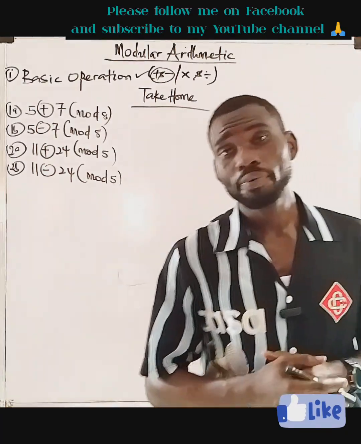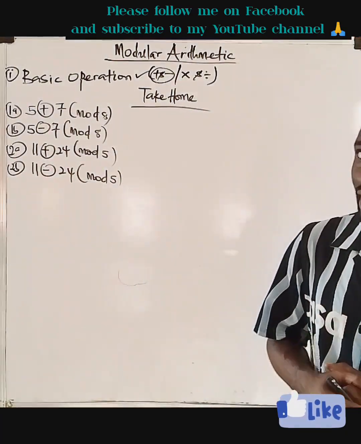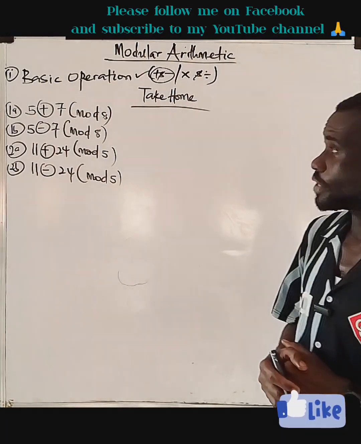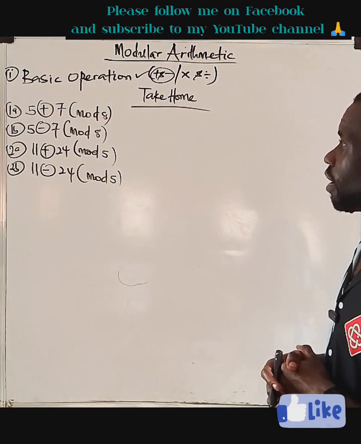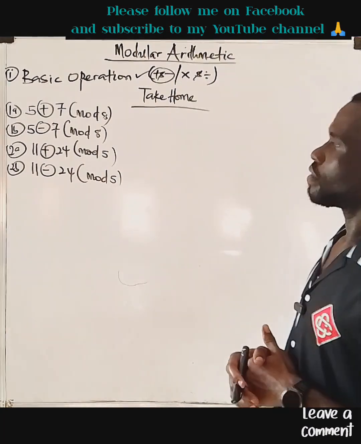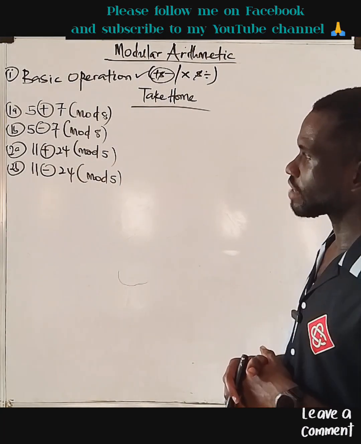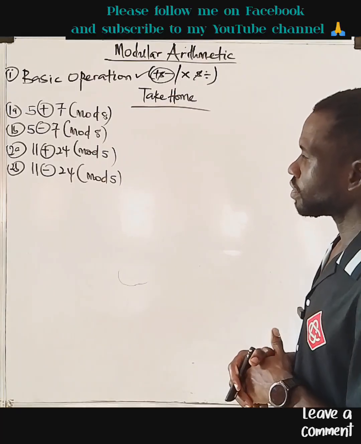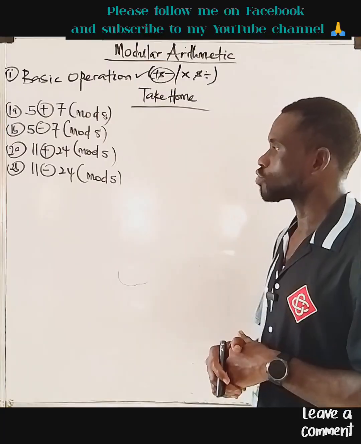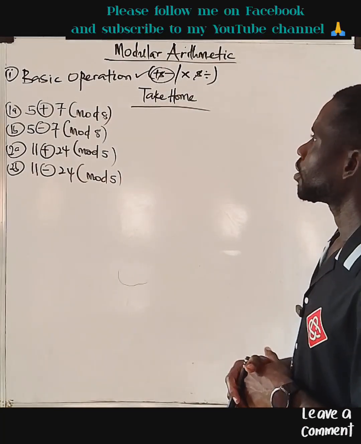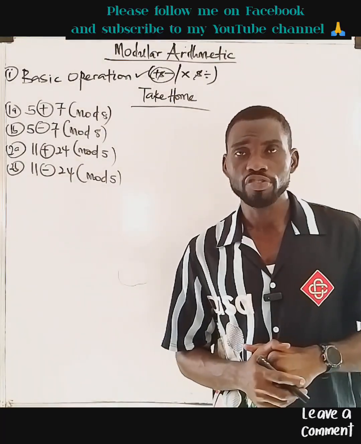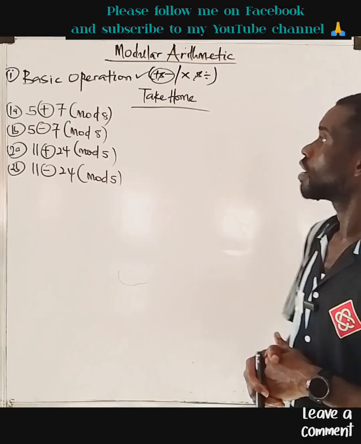Okay, guys, we have a couple of questions on the board to get us tested on how much we've gotten from today's lesson. So we have four major questions on the board. We have number one, that's 1A, 5 plus 7 to be written in modulo 8. 5 minus 7 to be written in modulo 8, that's 1B. Then 2A, 11 plus 24 to be written in modulo 5. And then 2B, 11 minus 24 to be written also in modulo 5. I'm very sure that we have what it takes to solve all those questions on the board.